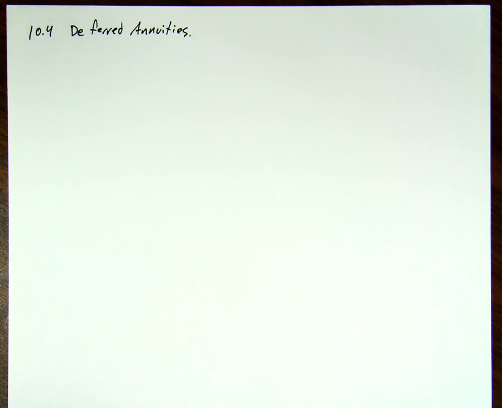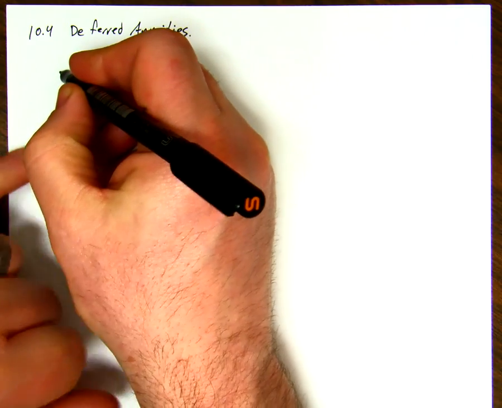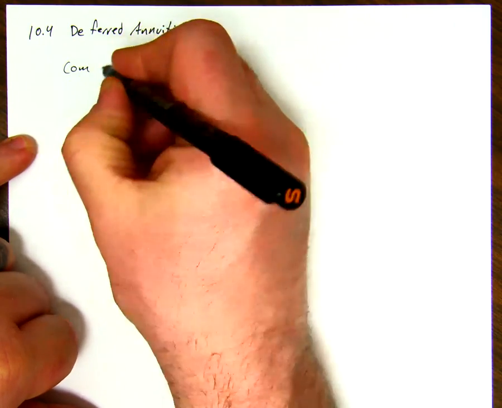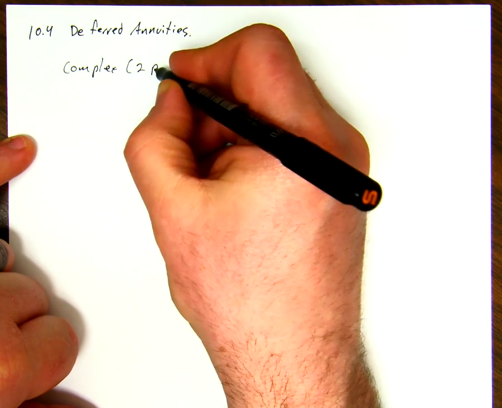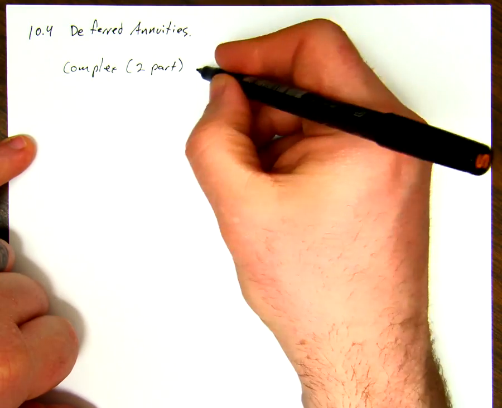Chapter 10.4 is about deferred annuities. Basically, a deferred annuity is just a complex, in other words, a two-part or more-part annuity problem.